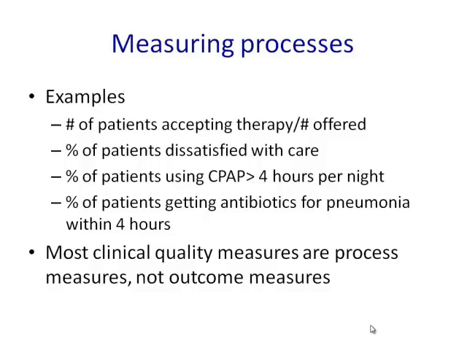Percent of patients using CPAP greater than 4 hours per night. Percent of patients getting antibiotics for pneumonia, to take a different context, within 4 hours. And this last one is an important process measure for quality of care in hospitalized patients with pneumonia, for instance. So this is one that, say, payers look at, Joint Commission looks at, regulators look at.